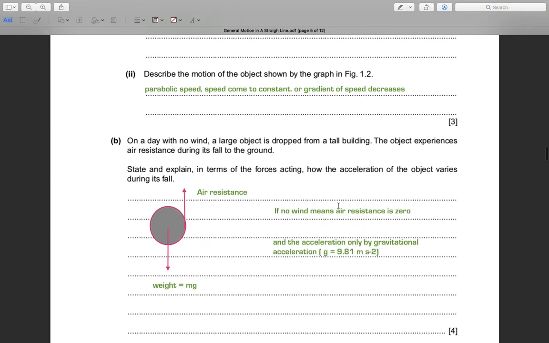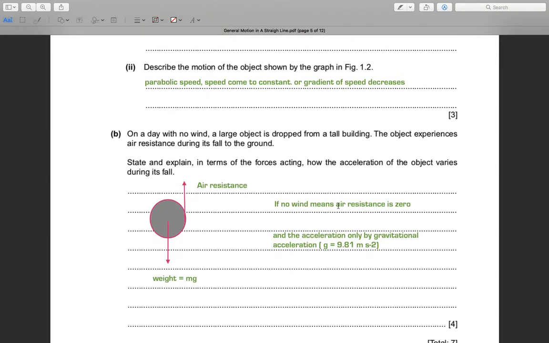And the other question, B: on a day with no wind, a large object is dropped from a tall building. The object experiences no air resistance during its fall to the ground. State and explain, in terms of the forces acting, how the acceleration of the object varies during its fall.